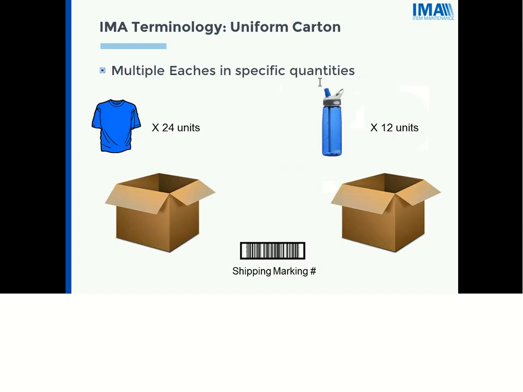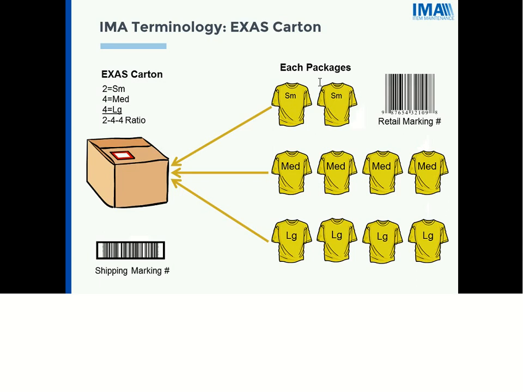A uniform carton is going to be multiple eaches in specific quantities. So you have 24 units of the same exact shirt, or 12 units of water bottles, but it's the same item in specific quantities. Next we have an exploding assortment carton, and that consists of each packages in an assortment. In the example, we have 2 small, 4 medium, and 4 large shirts. Each of those has its own retail marking number because they need to be rung up at the register, and then they go into the carton, and that carton is going to have your shipping marking number.